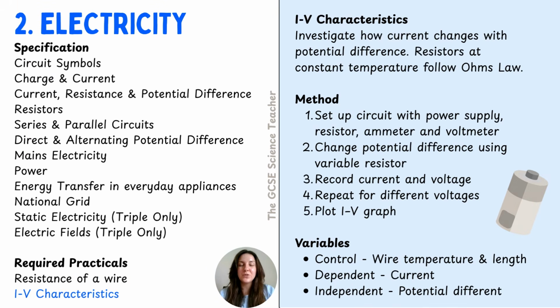IV characteristics required practical. To investigate how current changes with potential difference, resistors at a constant temperature follow Ohm's law. First, set up a circuit with a power supply, resistor, ammeter, and voltmeter. Change the potential difference using a variable resistor. Then record the current and voltage. Repeat for different voltages. Plot the IV graph. The control variables are the wire temperature and length. The dependent variable is the current, and the independent variable is the potential difference.